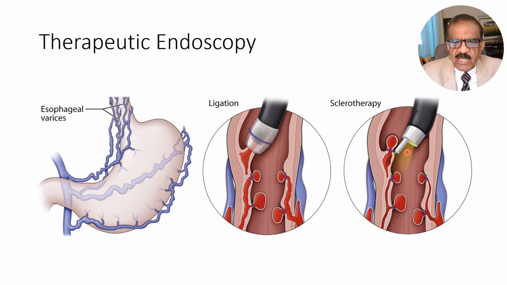And this is injection sclerotherapy. A cannula comes out and there's a needle you can see, and you can inject sclerosing agent into the vein and also around the vein. So these two are different therapies, ligation and sclerotherapy. So we are coming towards the end of this presentation. Please bear with me.